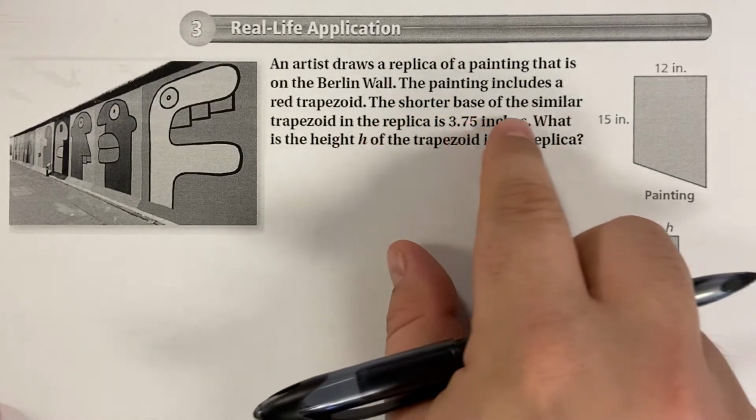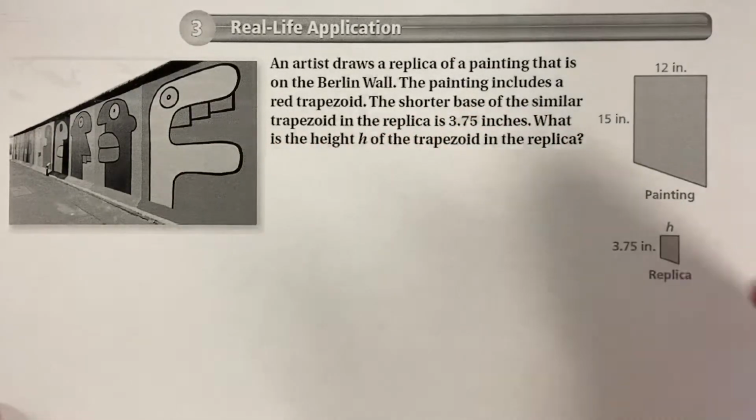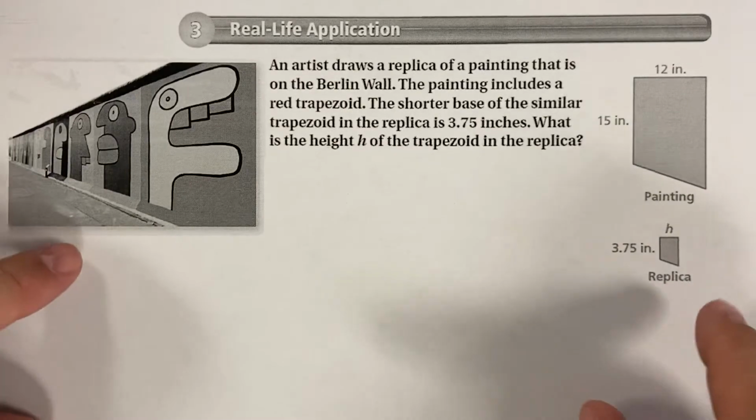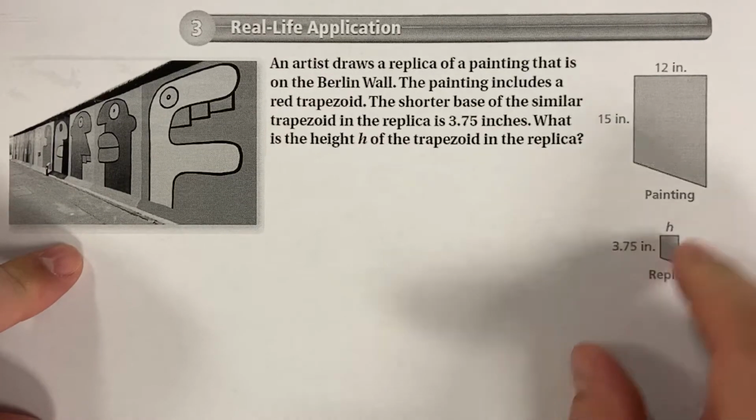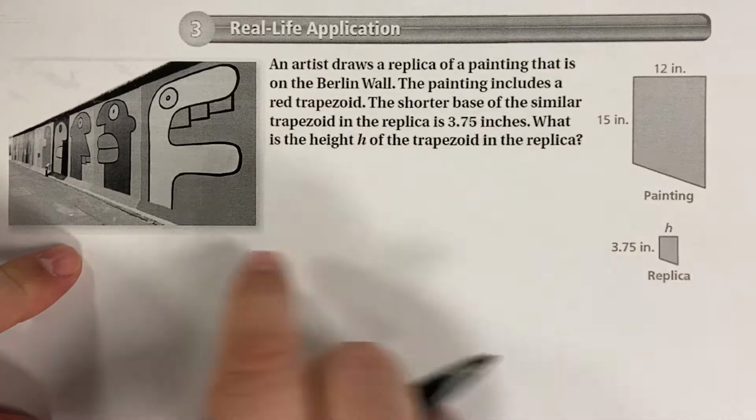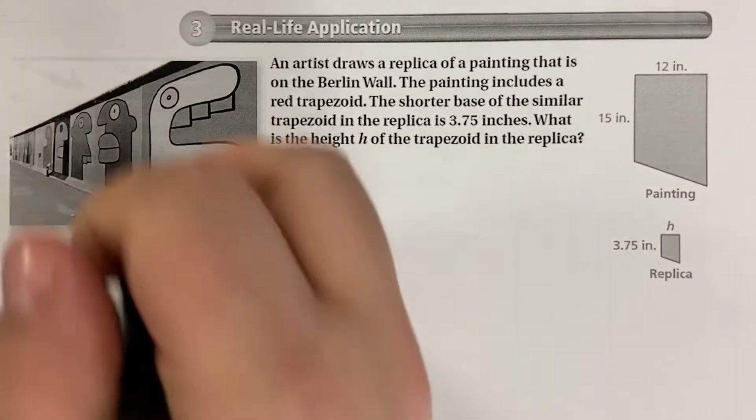The shorter base of the similar trapezoid is the replica, so this one is going to be the size of the replica. So this is the original, this is the replica. In real life, this would have been the one that they're talking about.